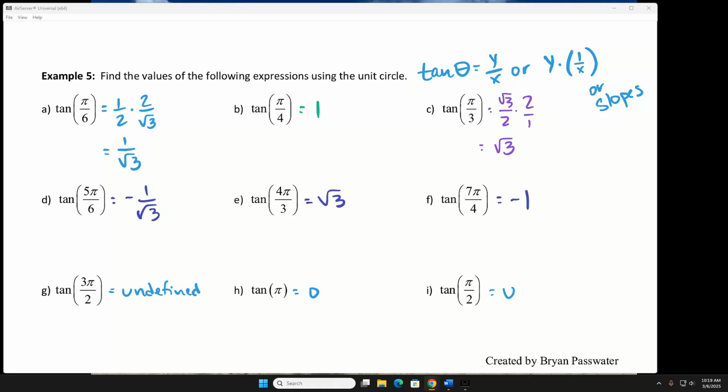No, you just flip the x. So it's y, and then flip the x. Yeah, flip the x.